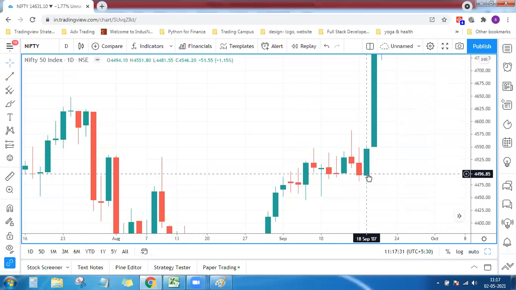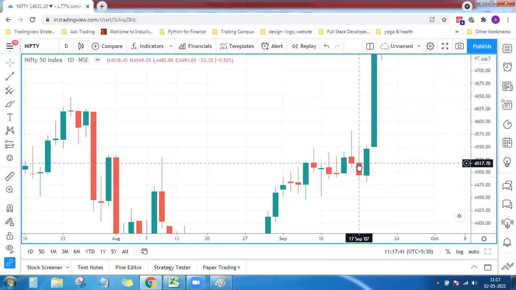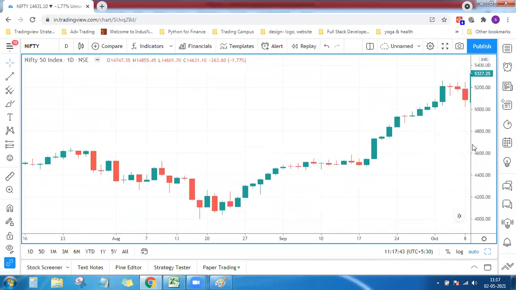Slight gap down opening can be seen. 4494.1. Previous day it is 4494.65. Slight gap down opening and the closing price is greater than the previous opening price. So if you want that downtrend and uptrend, you can copy the previous formulas for the single candlestick like how you have used.